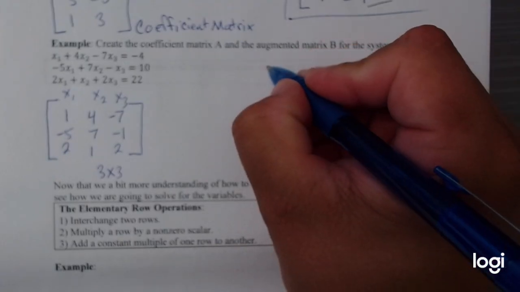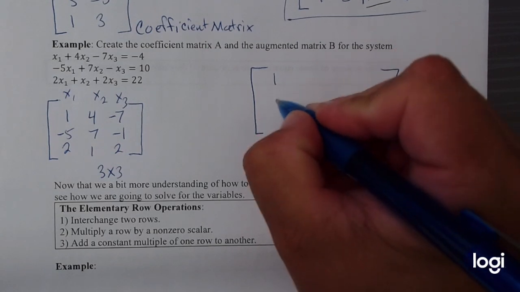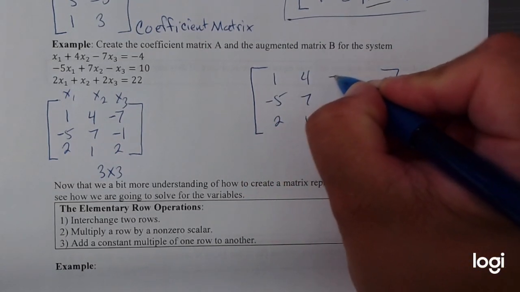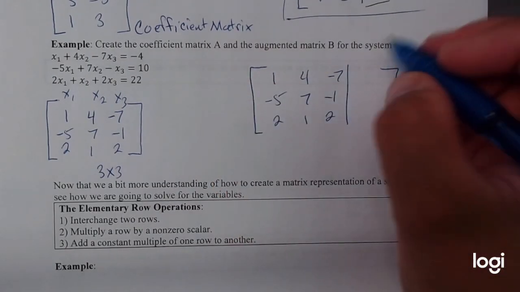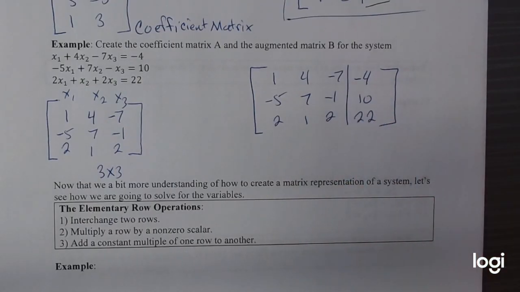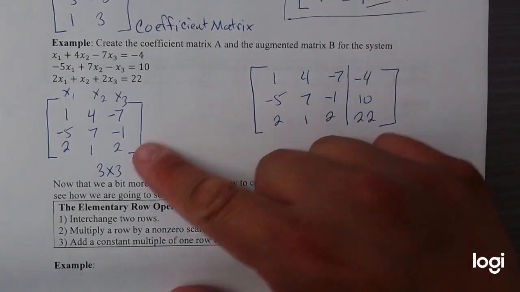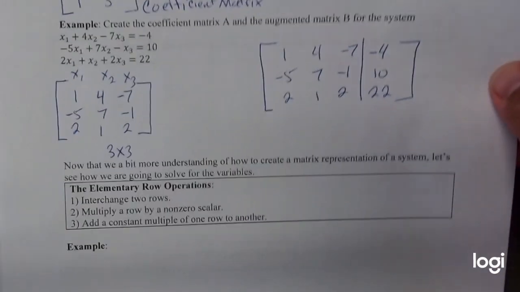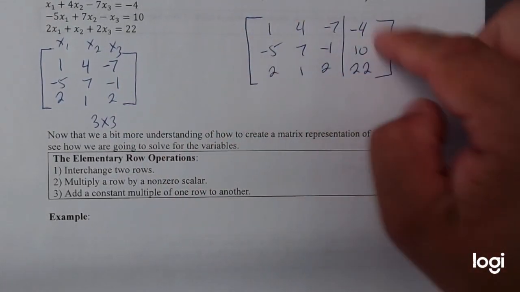Now we go to our augmented matrix, which is the same thing, just with the extra column, and then we just put the numbers. Okay, and there we go. Coefficient matrix, augmented matrix. Now the question becomes, what can we do with these? More precisely, our augmented matrix.